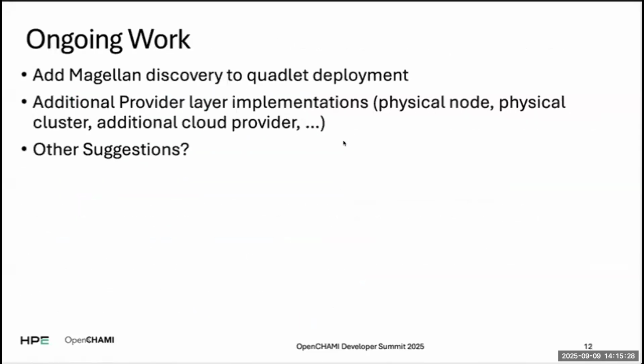So, some ongoing work. I want to add Magellan Discovery to the Quadlet deployment so that we can have both a dynamic discovery and a static discovery option there. That will then be configurable within the application layer's implementation config.